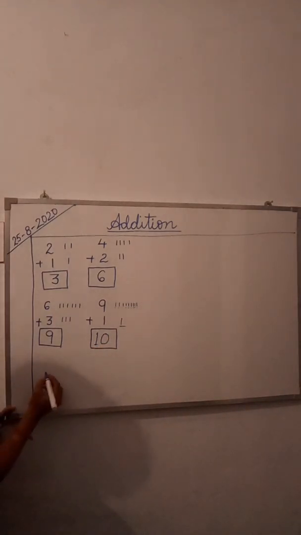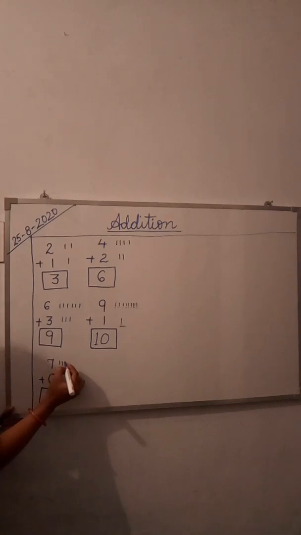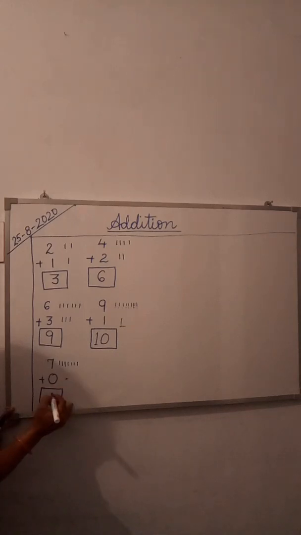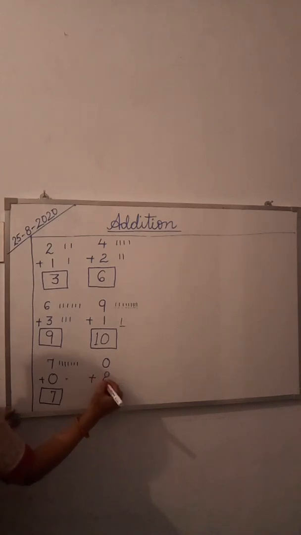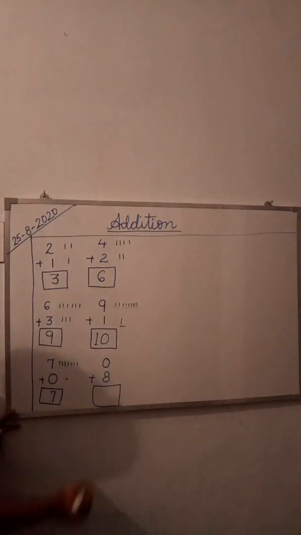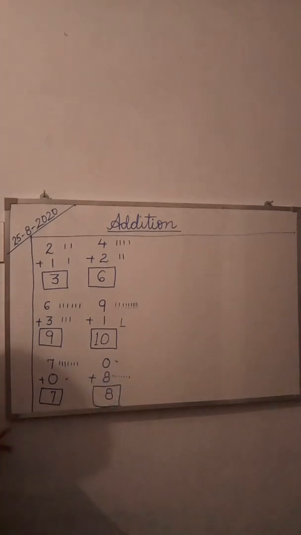Understanding now? Here I have written 7 plus 0. Just I told you that 0 means nothing. Then what will be total? 1, 2, 3, 4, 5, 6, 7 and here nothing means total will be 7. 0 plus 8. Okay. Now what will be? 0 means nothing and 1, 2, 3, 4, 5, 6, 7, 8. Here will be 8.